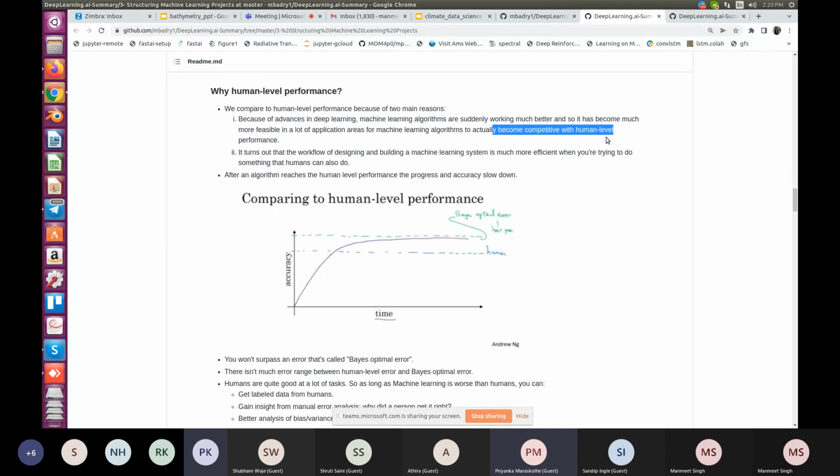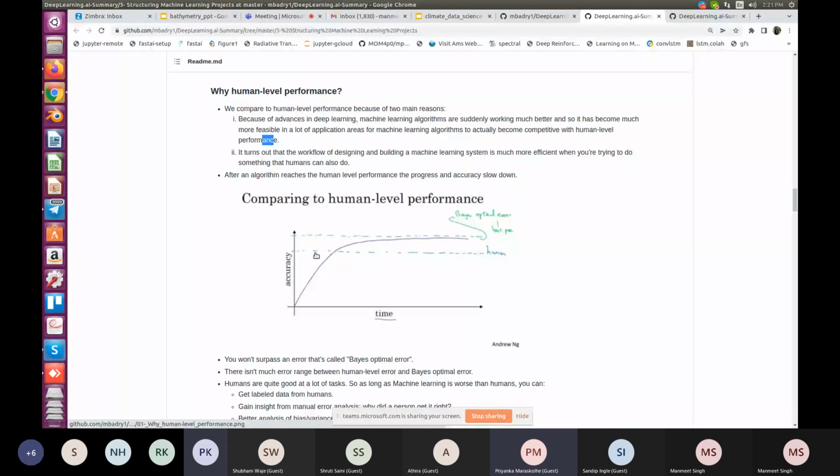So that's why a lot of computer vision papers these days use human level performance as a baseline or as a benchmark. It also turns out that the workflow of designing and building a machine learning system is much more efficient when you're trying to do something that humans can also do. And after the algorithm reaches human level performance, the progress in accuracy actually slows down.